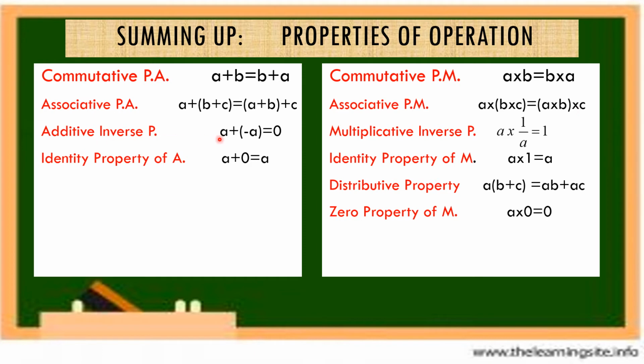Additive inverse property, A plus negative A equals 0. Multiplicative inverse property, A times 1 over A equals 1. Identity property of addition, A plus 0 equals A. Identity property of multiplication, A times 1 equals A. Distributive property, A times the quantity of B plus C close quantity equals AB plus AC. Zero property of multiplication, A times 0 equals 0.